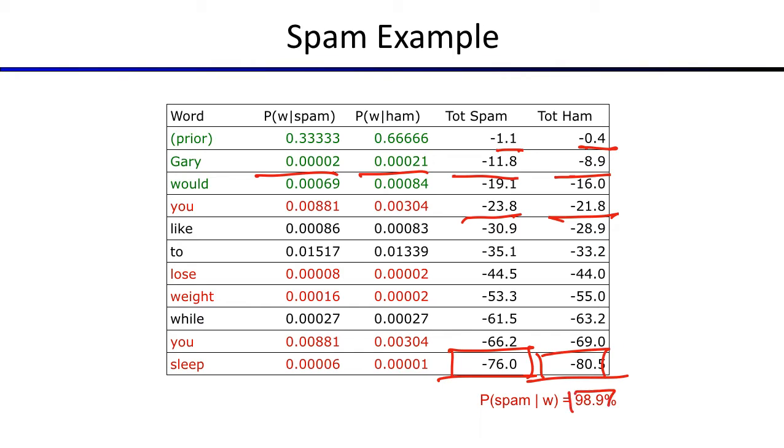Where did this 98.9 come from? Well, remember, this is the log of the joint probability of all the evidence and spam. This is the log of the joint probability of all the evidence and ham. And so like we always do with Bayes nets, we normalize these. And so this 98.9 is e to the negative 76 over e to the negative 76 plus e to the negative 80. People see where this comes from?